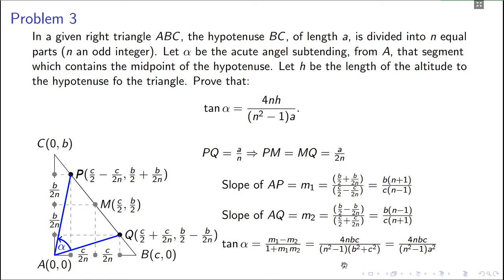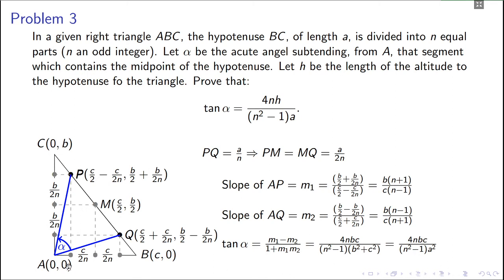So b square plus c square will become a square. And from here, if you compare, you almost have 4n of n square minus 1 and h and a, and you have bc and a square.